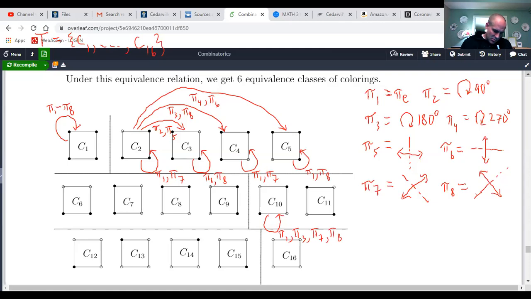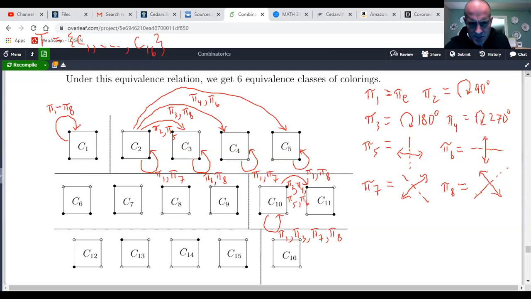Okay, and let's think about what things move us. What things move us from C10 to C11? Well, presumably it would be everything else. Rotation by 90 degrees does. What else? Probably rotation by 270 degrees. Yeah, that certainly does. What else? Well, presumably reflection across the vertical axis, which is pi 5. And reflection across the horizontal axis, which is pi 6.